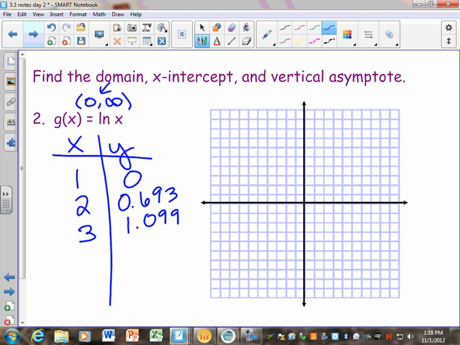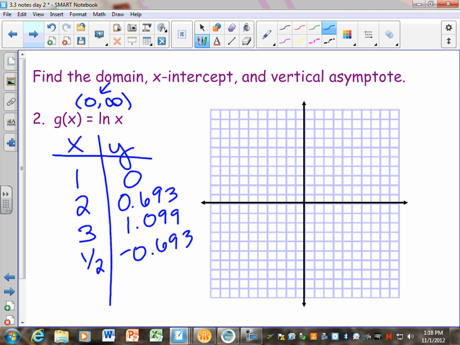I always think it's a good idea to pick a fraction, because remember, fractions are going to give you that negative exponent. Sean says 1/2. I'm fine with that. If I type in ln of 1/2, I should get a negative number there, and I do. I get negative 0.693.